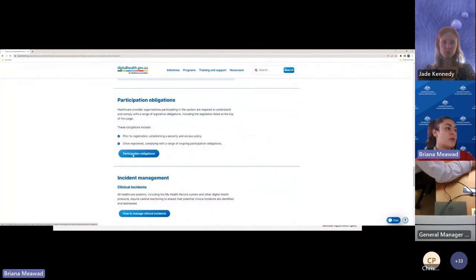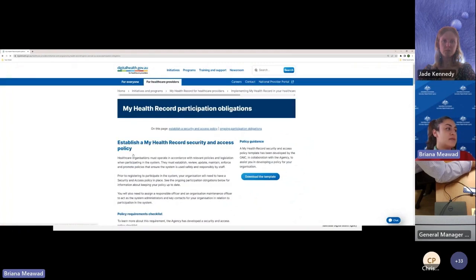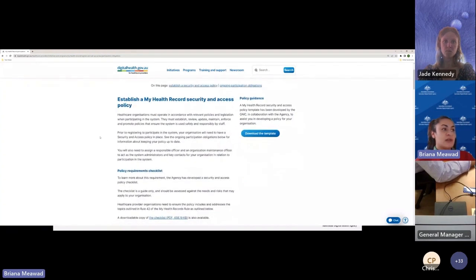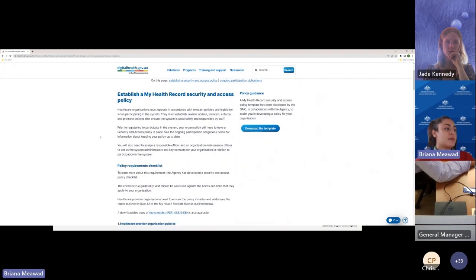And this is going to have all of our policy information. So it's broken up into two parts: establishing a security and access policy, and also your ongoing participation obligations. So this is a great deal of useful and relevant information if you're developing a policy for the first time, or perhaps you've got a policy, but you're due to review it. This might be really useful.